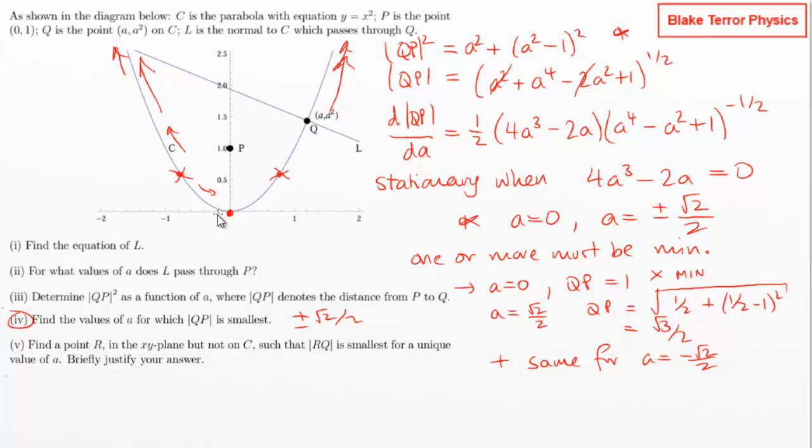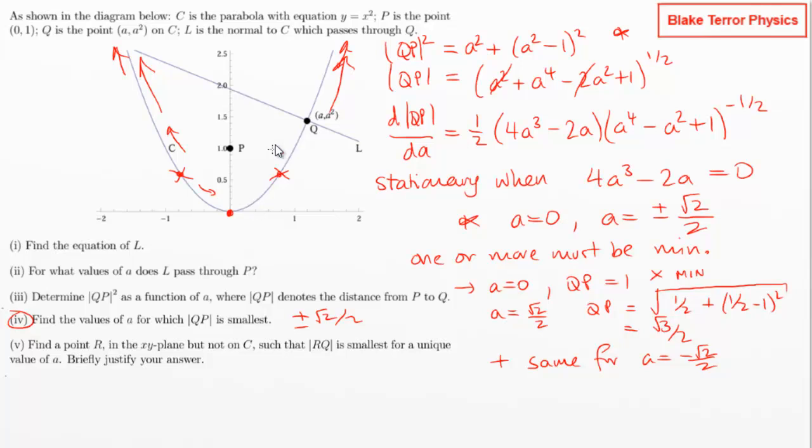Find a point R. So that's going to be anywhere which is below the curve on L. That would work, wouldn't it? Because if you think about it, we're saying we want to have some point R. We take L where it is at the moment. We want to have some point R in the XY plane. That just means any point on the graph. But not on C, such that RQ is smallest for a unique value of A.